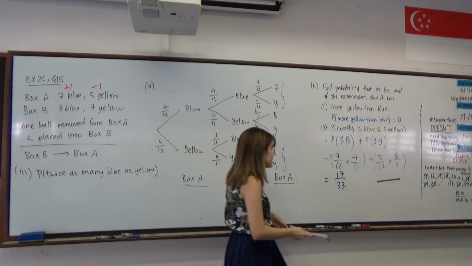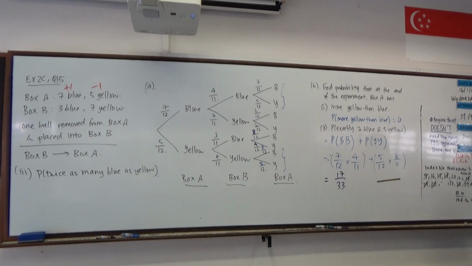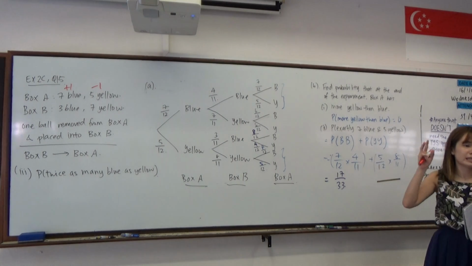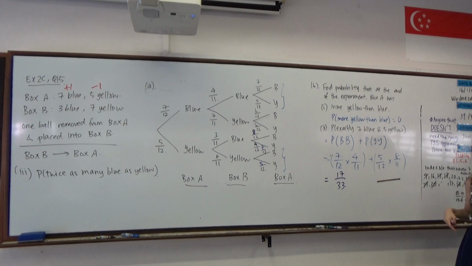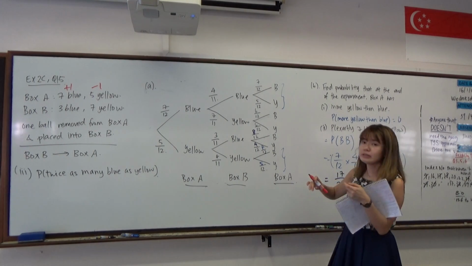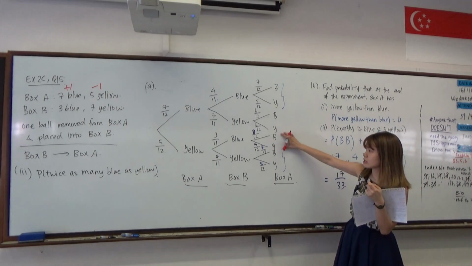Okay, so the last one, we are trying to find out the probability that there are twice as many blue as yellow. So that means there's more blue than yellow, and the number of blue to yellow is 2:1. Okay, so in this case, when would that happen? Okay, it is only this combination, right?